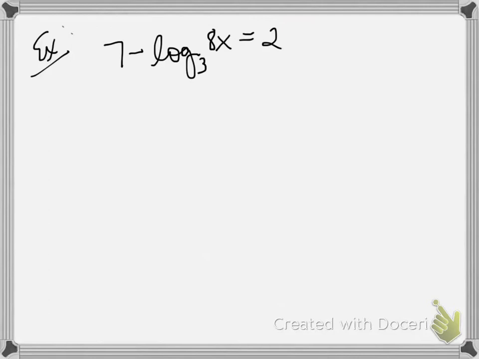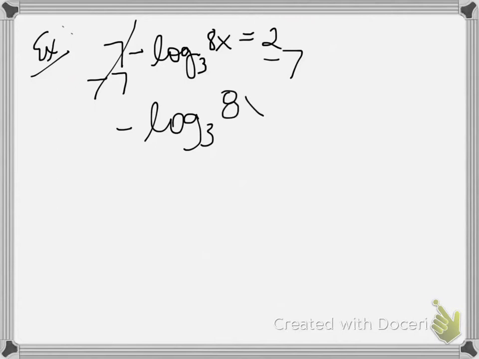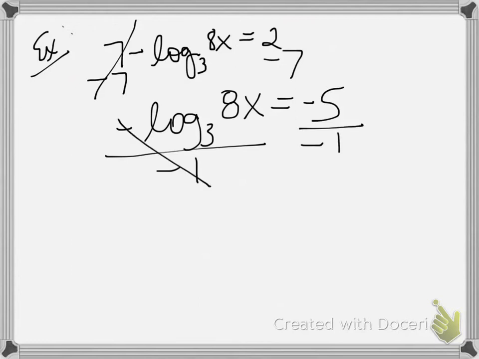All right, for this next example, the logarithm is not by itself, so I have to begin by getting rid of the 7. So I subtract 7 on both sides, notice that that does leave the negative. So now I have negative log base 3 of 8x equals negative 5. I still can't do anything with this because I have to still get rid of the negative. So I'm going to divide both sides by negative 1, so now I have log base 3 of 8x equals 5.